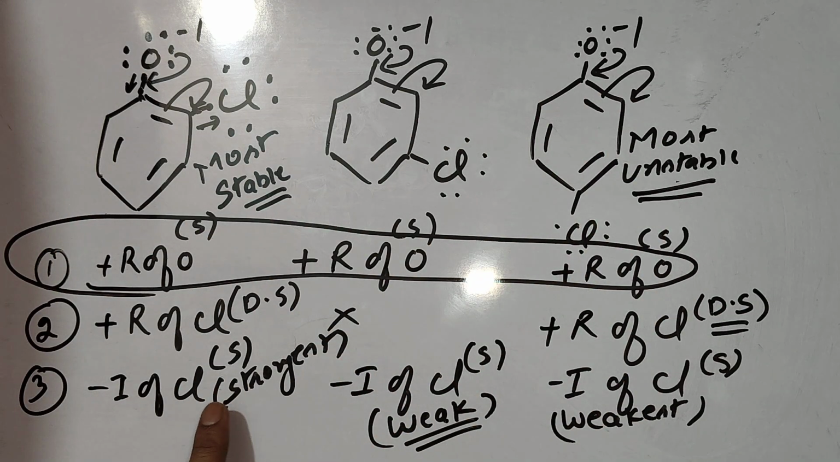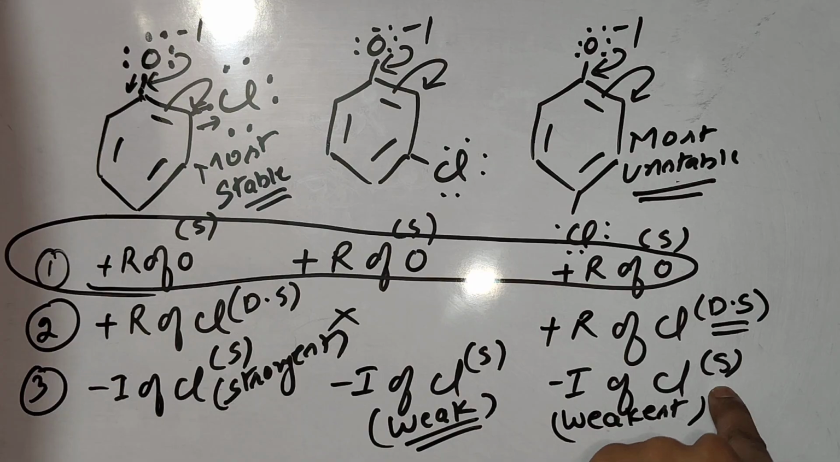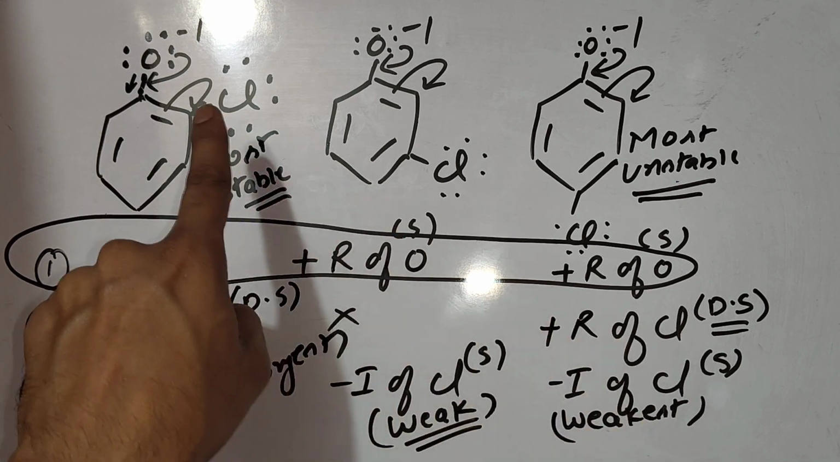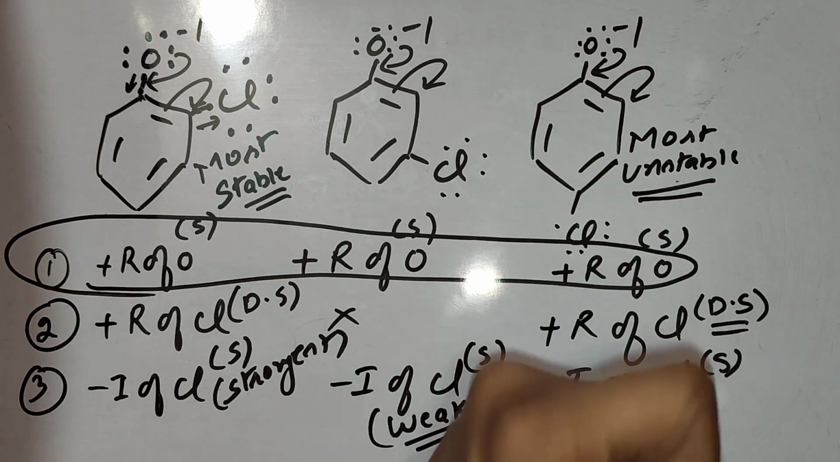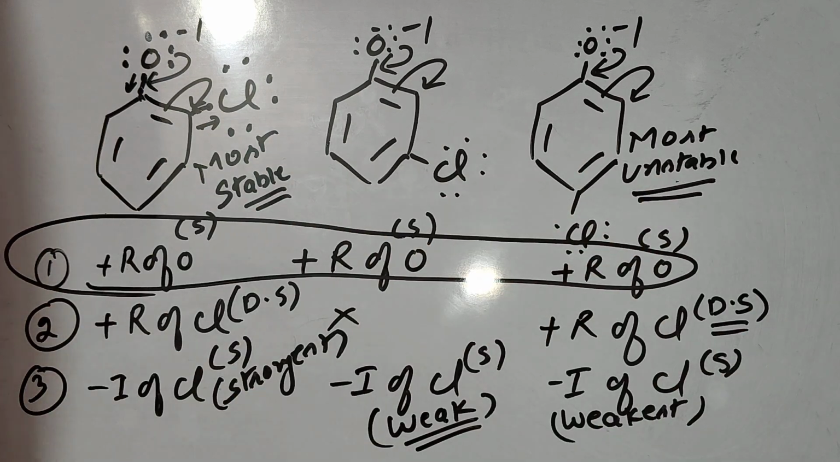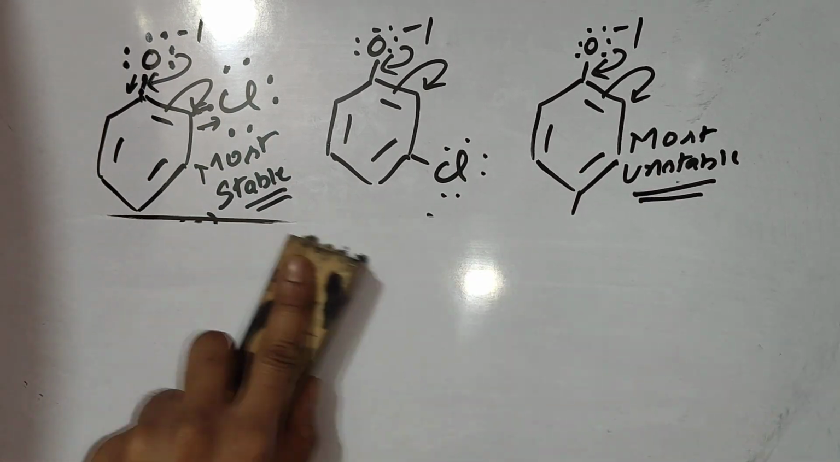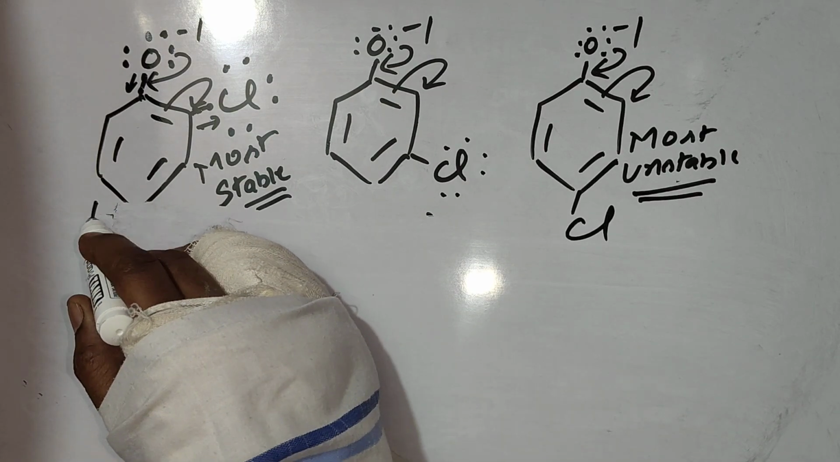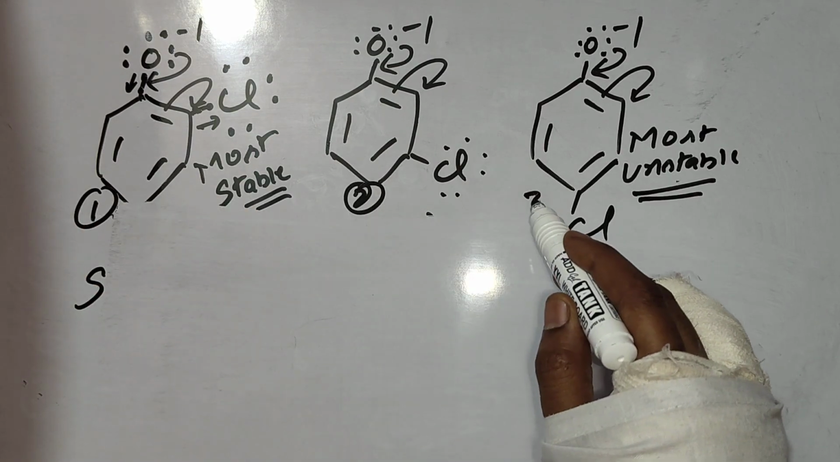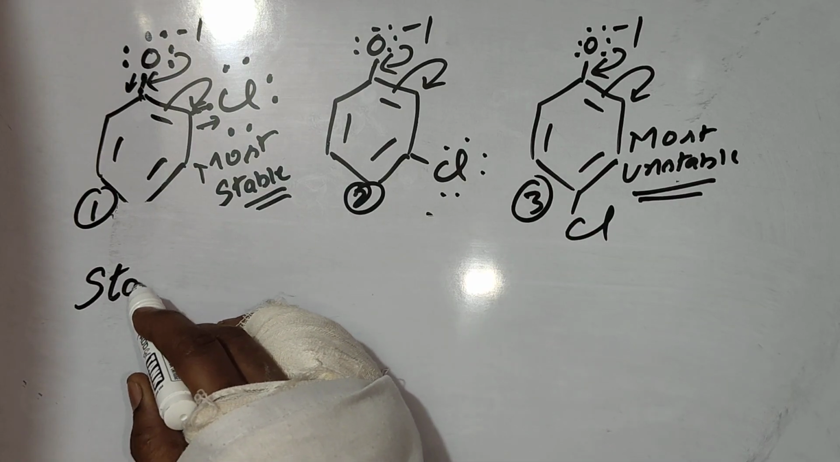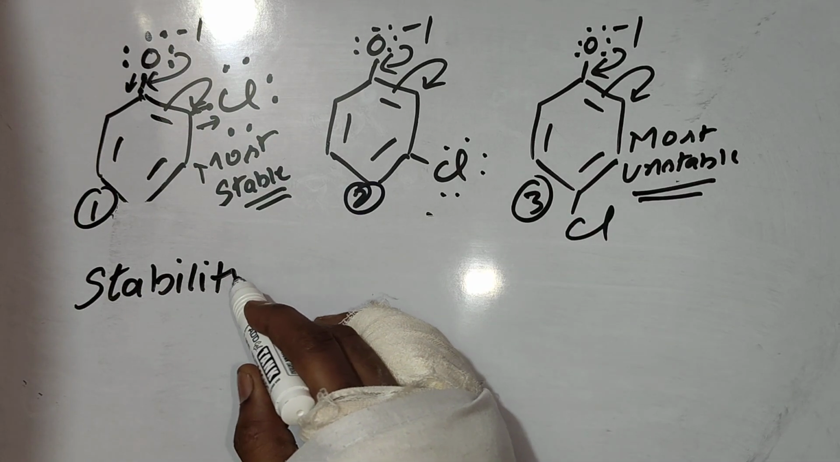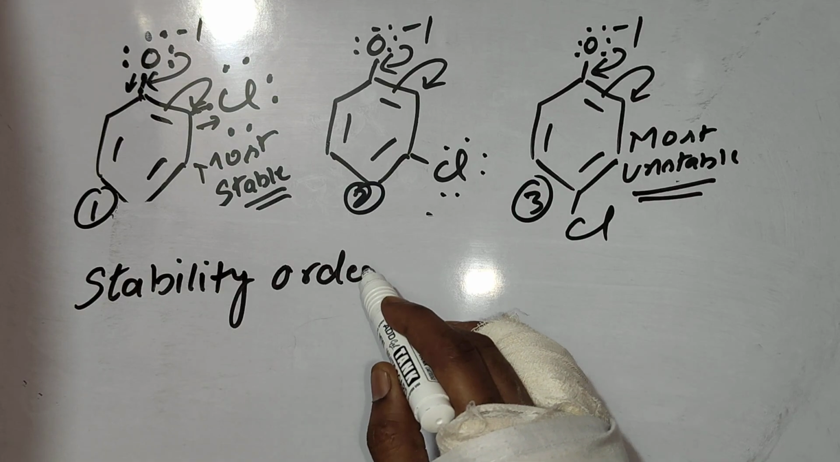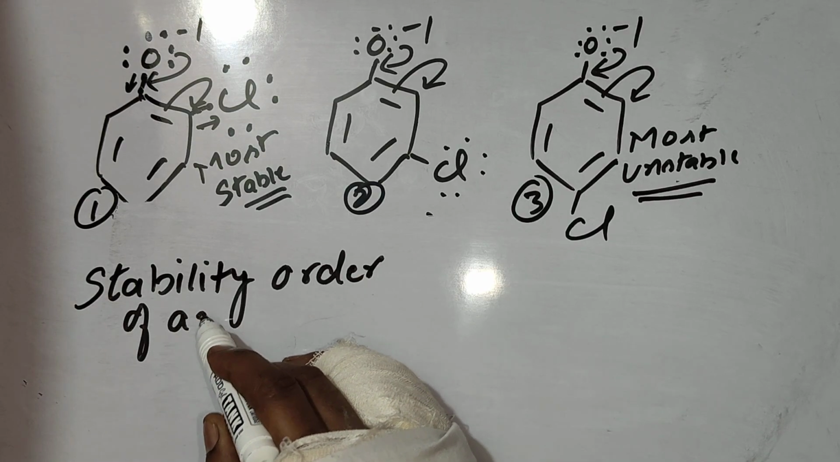It depends on the power of the I effect. In ortho, the minus I effect is strongest. In para, the minus I effect is weakest. So this will be the most stable and this will be the most unstable if we compare these three. So the stability order will be: this is first one, this is second, this is third. Stability order of anions.